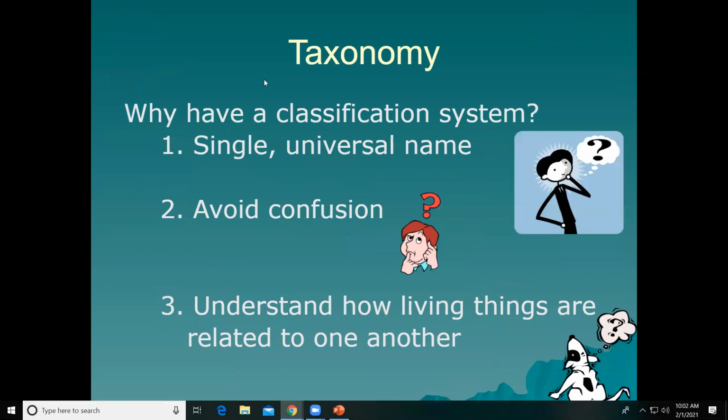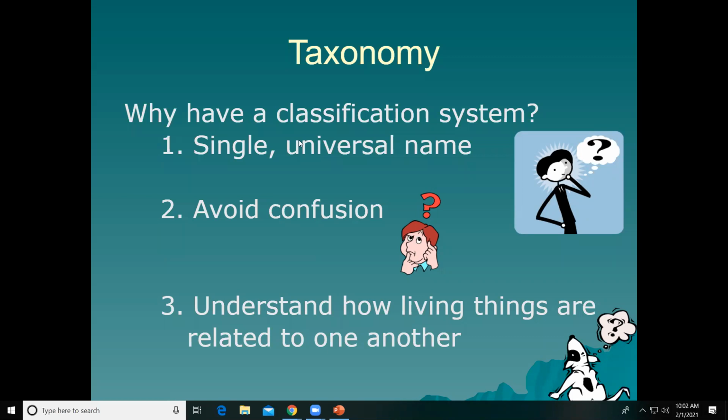So looking at taxonomy, the reason we're doing this, again, is we want to have a single universal name for an organism. So that's what we use, a scientific naming for that. But a lot of times, and we'll see here in a moment, there are times when we have one organism that has multiple names. Let me mark this down so I don't forget. Having a single universal name will help avoid confusion.